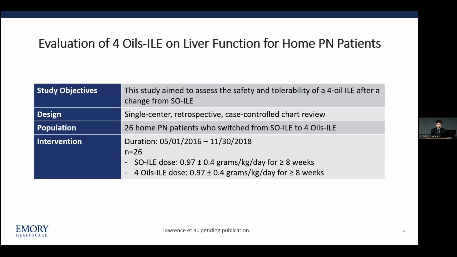It was a single center retrospective case control chart review involving 26 patients who served as their own control, comparing the outcome before and after the transition from soybean to fish oil IOE. Both formulations were administered at a similar dosage, which is 0.97 grams per kilogram per day, plus or minus 0.4 grams, over an 8 week period.